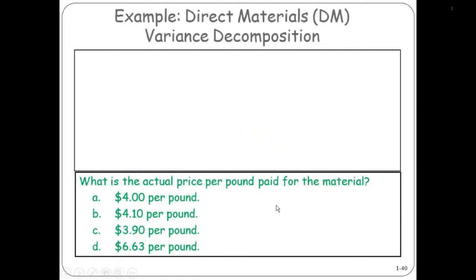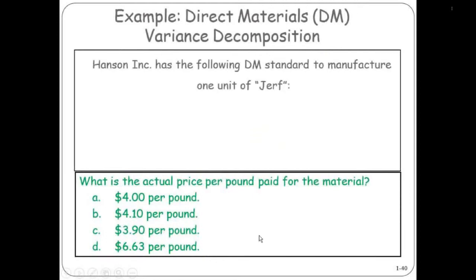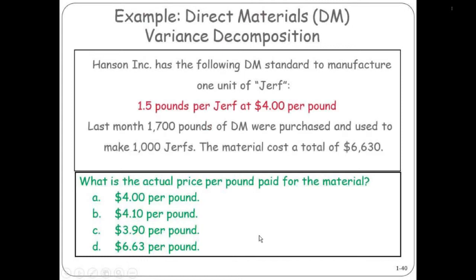Okay, let's go through an example. It's going to be about 3 or 4 slides on this example. Hansen Company makes a product called Jerf. Their standard costing system tells them they need 1.5 pounds of stuff to produce Jerf. And that stuff costs $4 a pound.